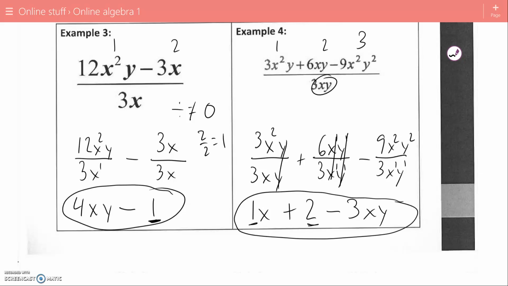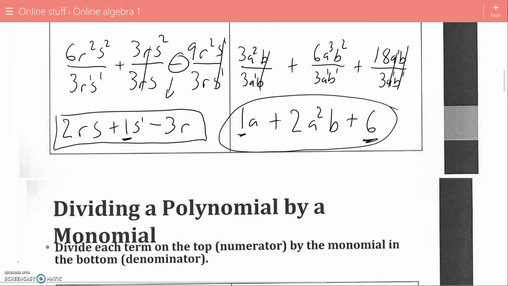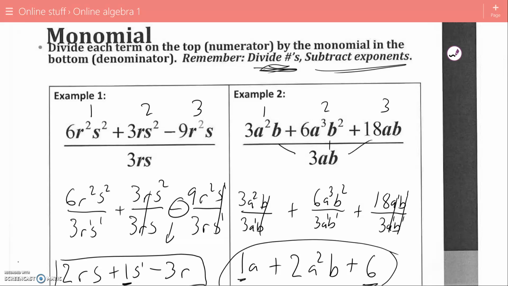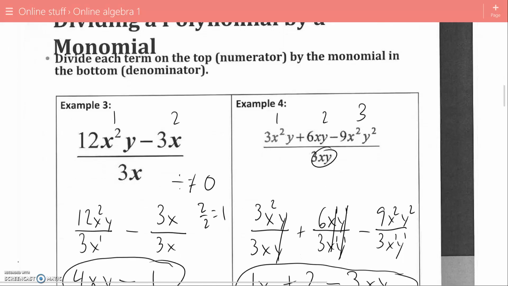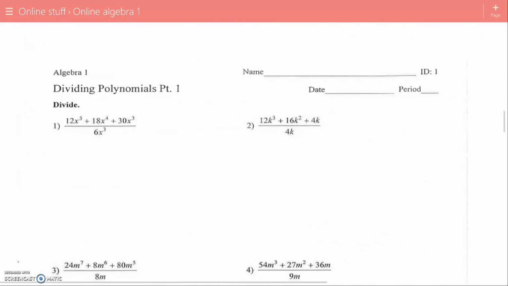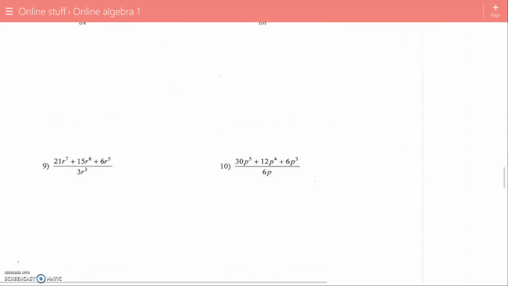This is all you will be doing today. Same process. Construct fractions. Divide by the bottom. Remember to divide your big numbers. Let's see up here. Divide your big numbers. Subtract your exponents or your small numbers. And then complete the attached assignment. You have 12, so if you notice, they're all the same process.